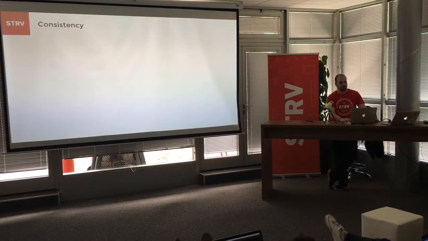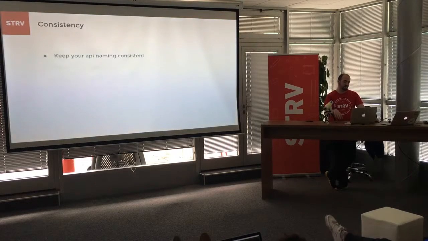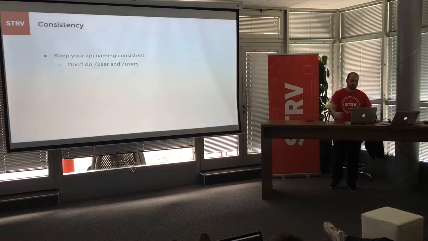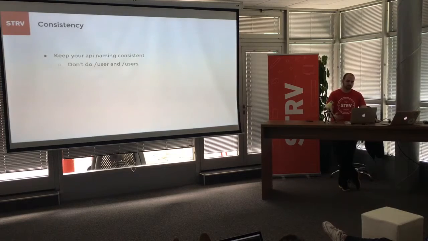Okay, consistency. The API should also be consistent. So again, about the URL naming, keep it consistent. For example, it is a standard in REST to use plural names. So for example, /users. And it's good to use the same thing everywhere in your API. So once you decide to use plurals, for example users, then use users everywhere, and don't combine user and users. Or for example person and somewhere else user. This will be very confusing. So keep the names consistent.